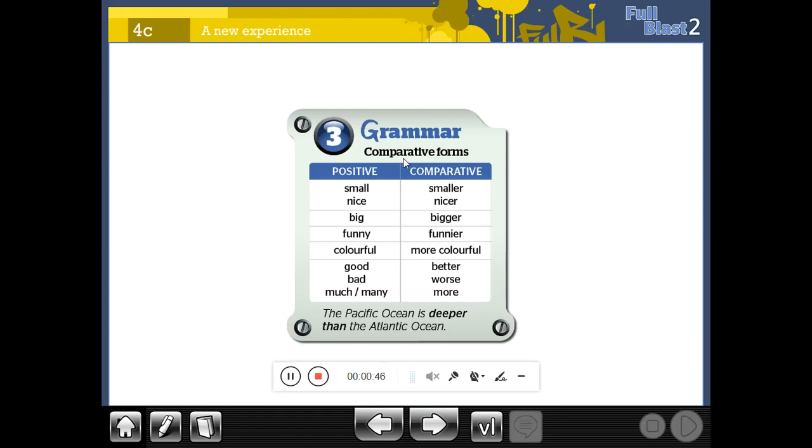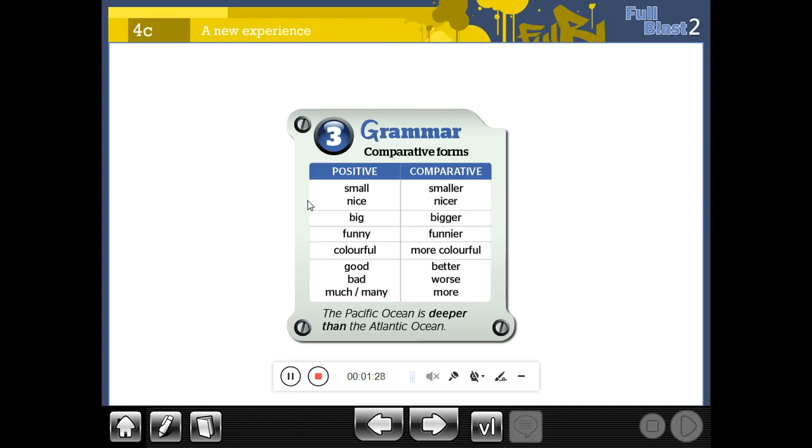So if you want to compare between two things, we need an adjective. We need an adjective like small, nice, big, funny, colorful, good, bad. These are adjectives. So we have to get an adjective to compare between two things or two persons. Look here, small.